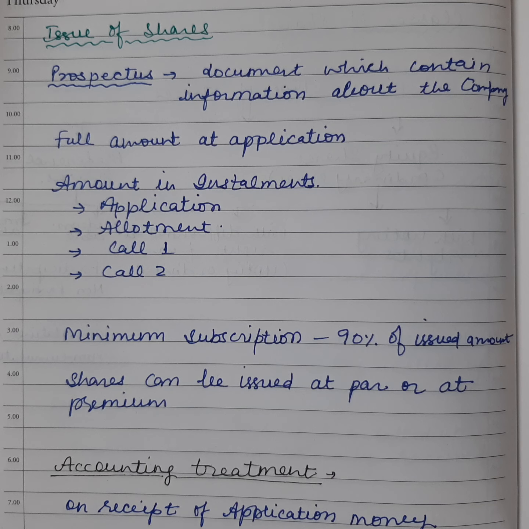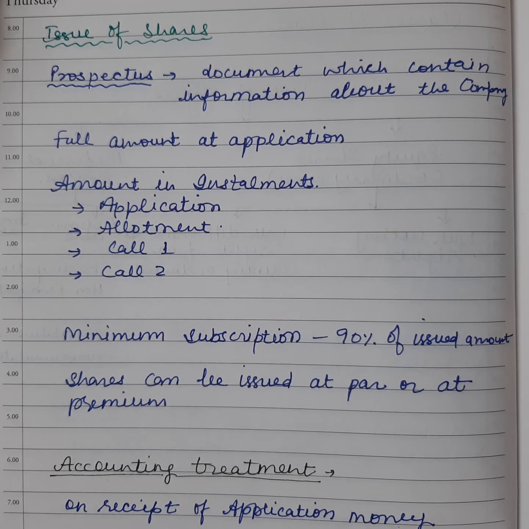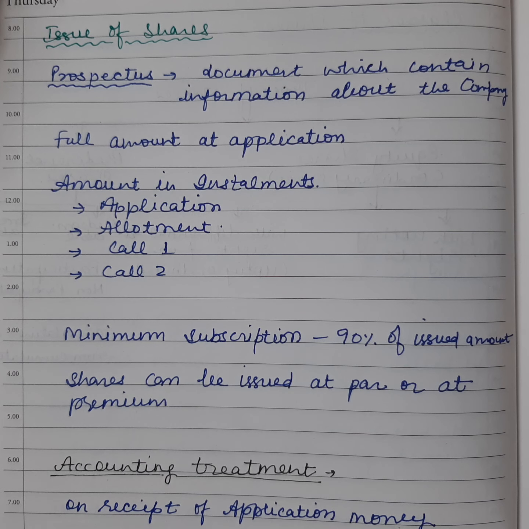So for example, the prospectus will also mention the price earning ratios and return on capital achieved by the company in the last few years. So once the prospectus is issued, then the company can raise money from the public.